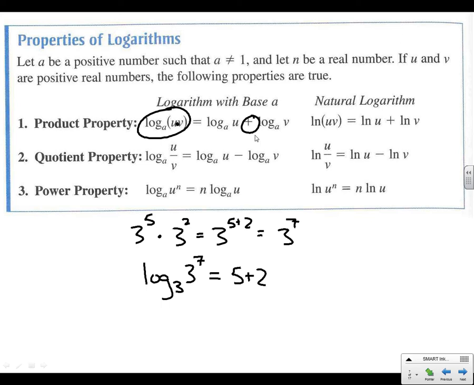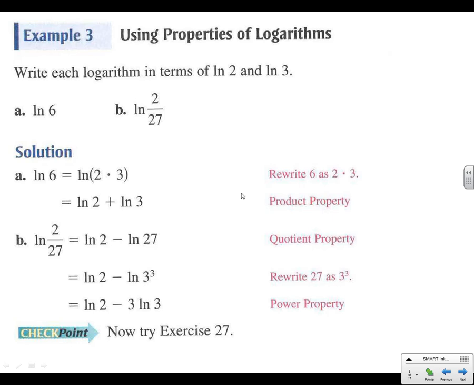We can see here as well, dividing turns into subtracting. Same thing as the rules of exponents. And then the last thing here is the power property. If we have an exponent inside, we get to bring that exponent out front. Same thing with natural logs. These all work the same way. So multiplying can expand to addition. Division can expand to subtraction, and if there's an exponent inside the log, we're going to bring it out front. 3 rules. Let's go ahead and use them.